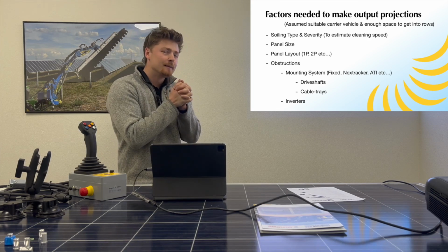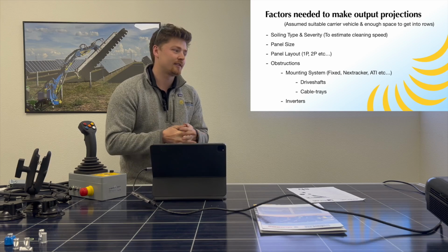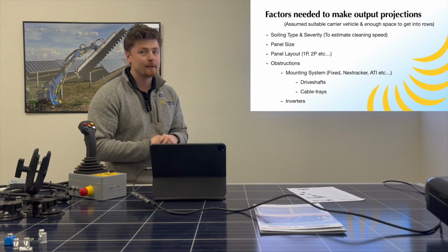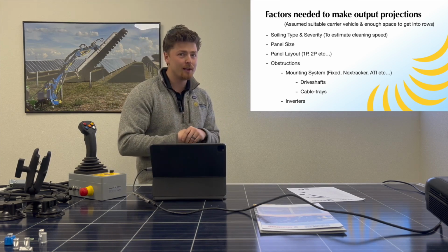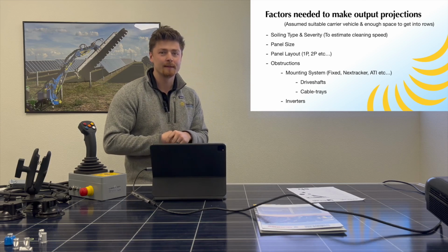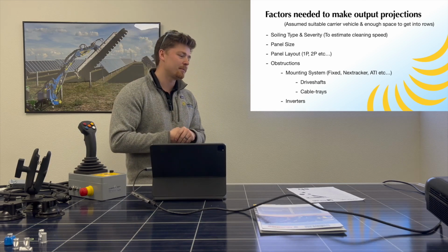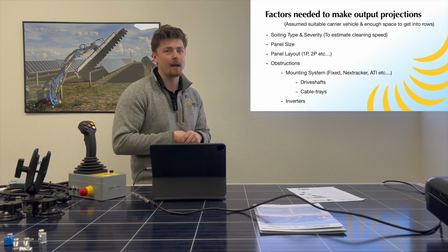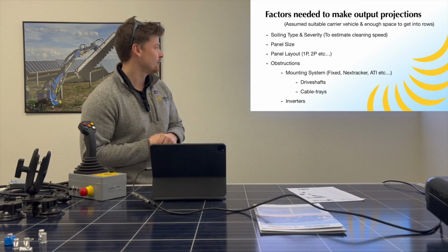You know what soiling you've got. In the southeast of America, we've got pollen, and if it's really heavy pollen, you've got to go quite slowly. The same in California, if you've got really heavy dust, it's pretty slow going. But if it's pretty typical light soiling, you can get your cleaning speeds way up, which will help the calculations.